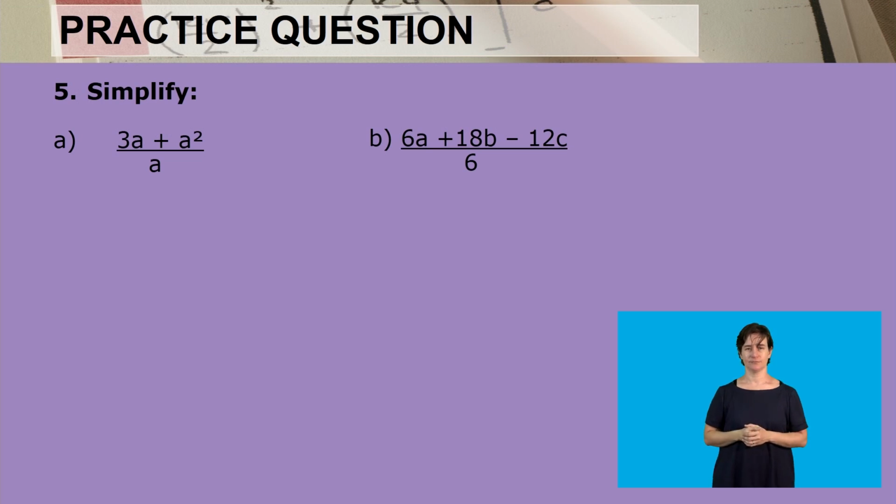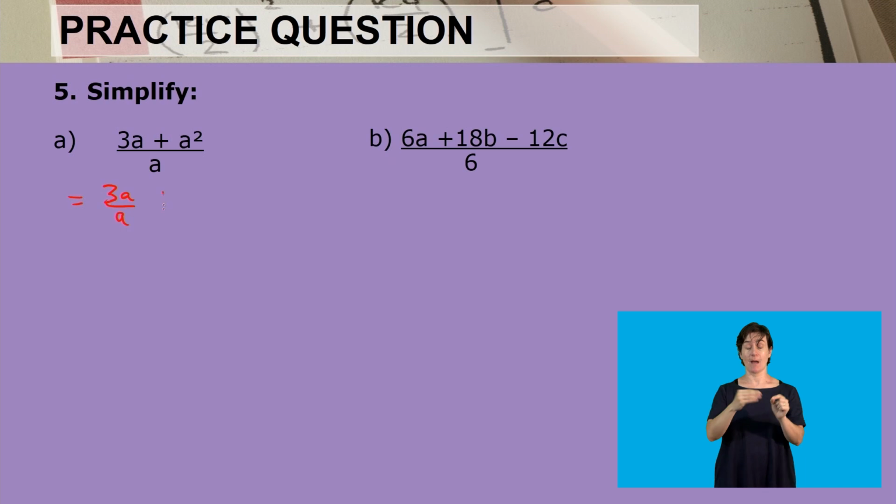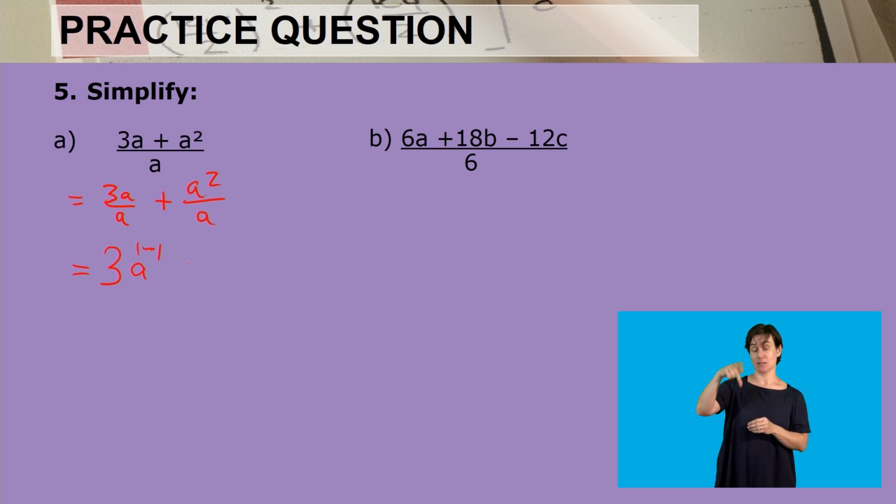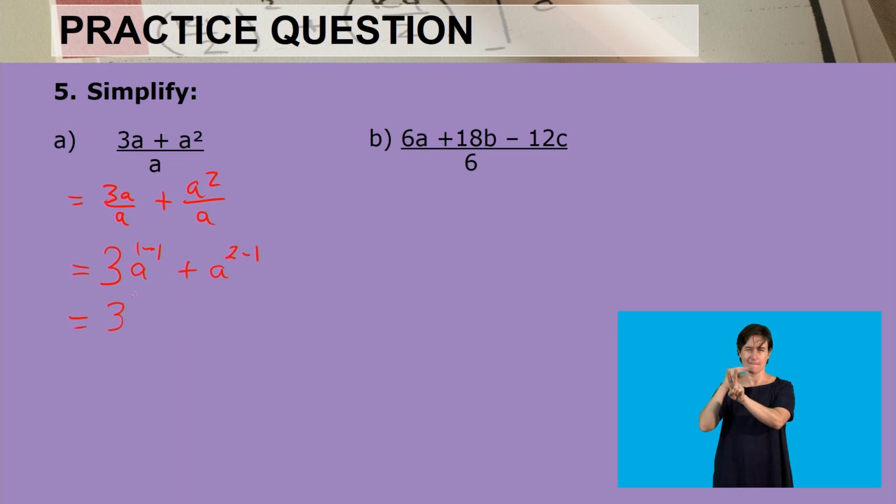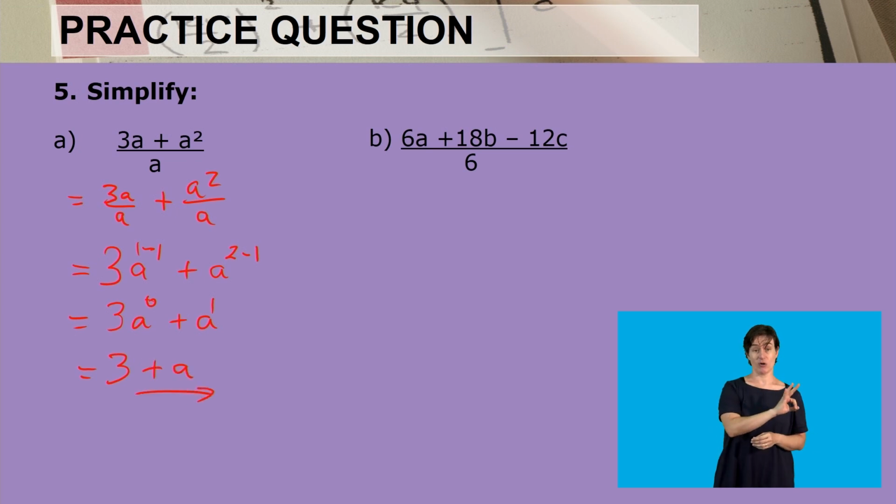When we have a question like that, the first thing we do is divide each term by the denominator we have been given. So it would be 3a divided by a, we separate them, and a squared divided by the same denominator, a. That gives us 3 times a to the exponent 1 minus 1, plus a to the exponent 2 minus 1. So this would be 3, a to the exponent 0, plus a to the exponent 1. Mathematically, we do not write it that way, so a to the exponent 0 becomes 1, and we remain with 3 plus a. That is how our answer is supposed to be.